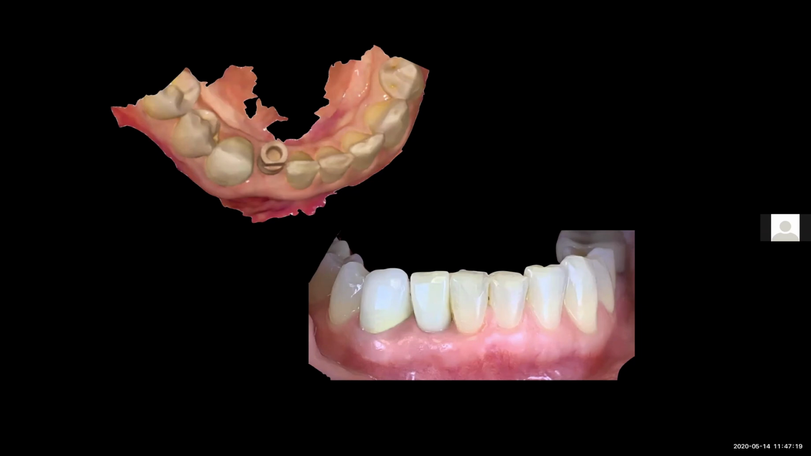Okay. And the final result. I apologize for the fuzziness of the photo, because I took it with my cell phone, with my iPhone, as a matter of fact. However, both the patient and I could not be more pleased with the final result.